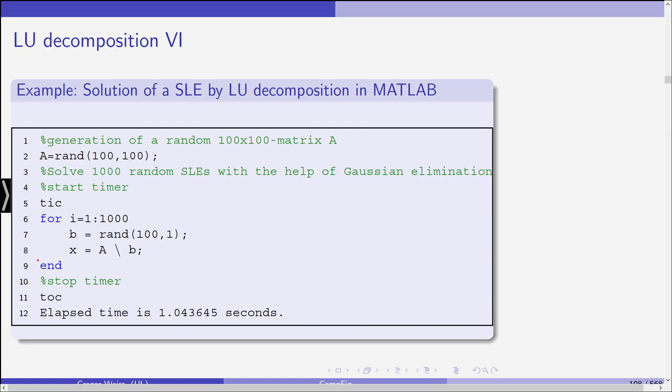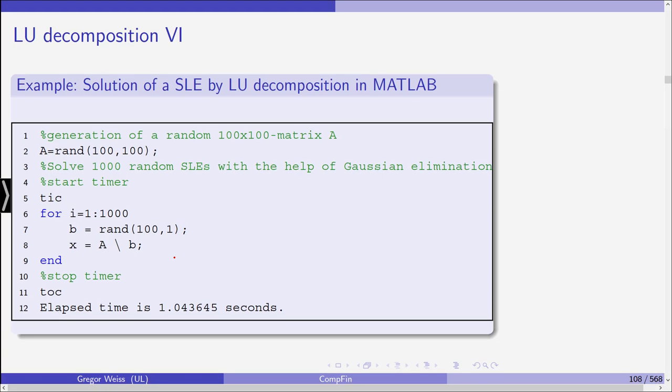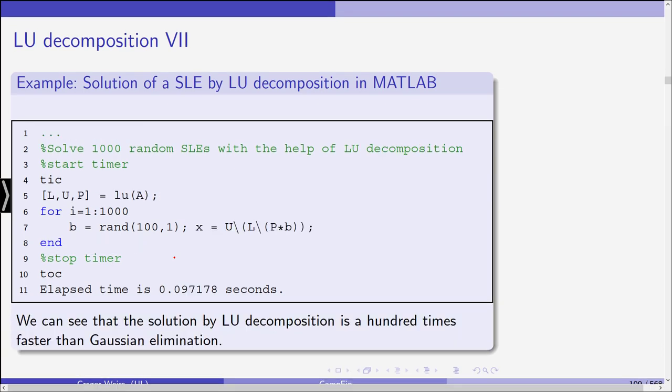We start the timer. This is quite easy in MATLAB. It's tic toc. So for i equal to 1 to 1000, B equal to rand(100, 1), and X equal to A backslash B, we are timing now the solution of 1000 random systems of linear equations. And the elapsed time on this computer was 1.04 seconds. So 1 second. Okay. Let's do this with the LU decomposition, and we can do the LU decomposition before.